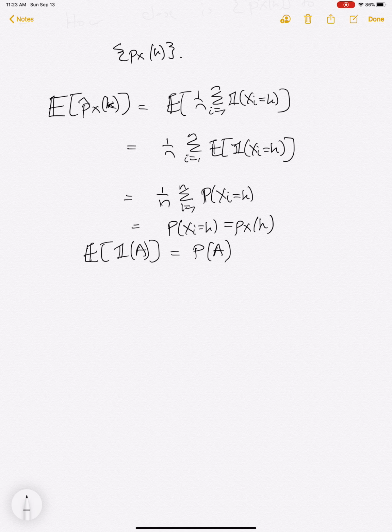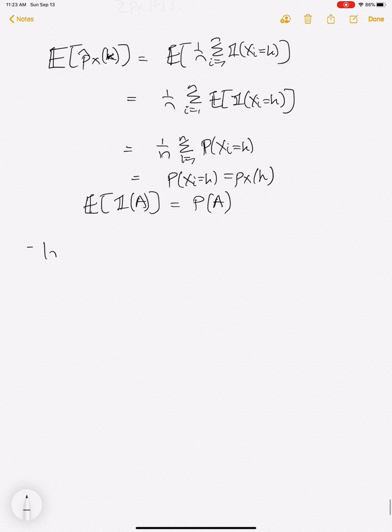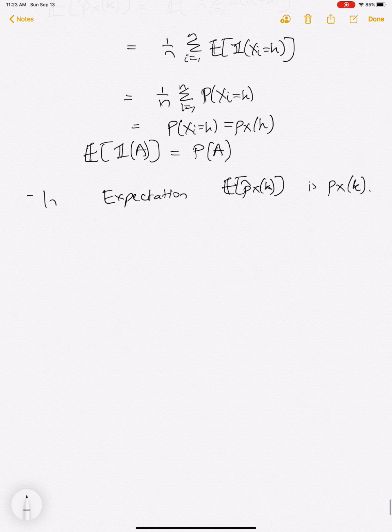So in expectation, they're not the same thing. And I think if there's one thing you should really take out of this lecture, it's to understand the difference between this sample PMF and the population PMF.